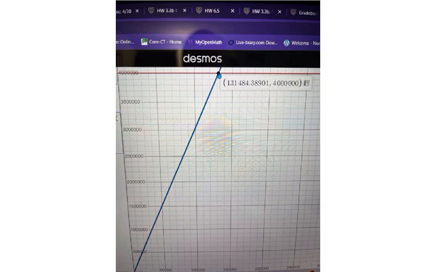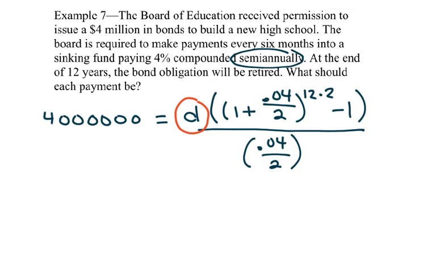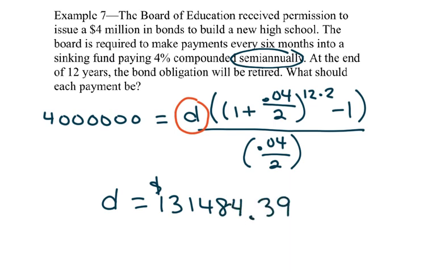So let's go back to the equation and write down what the answer is. So we have D equals $131,484.39. So that's how much the school board will pay twice a year so that they can save up and pay off this bond.